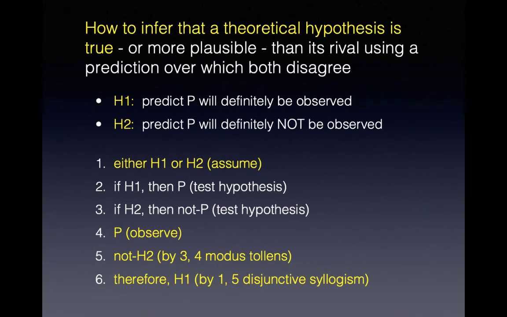Okay, how do we infer that a theoretical hypothesis is true so far, or more plausible than its rival, using a prediction over which both disagree? So H1 predicts what we will definitely see, and also we have to imagine what we definitely will not see, so we'll at least eliminate one of the hypotheses. If both predict the same thing, then it's not a good test, right?